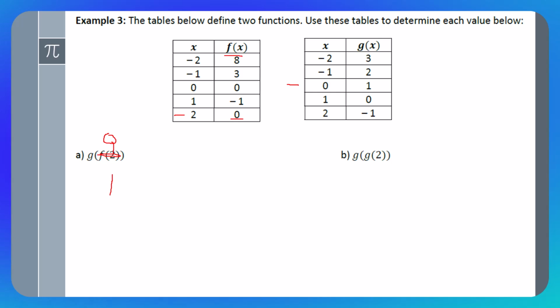Okay, for b, we're going to start on the inside, g of 2. So we're going to go to function g. We're going to input 2, and our output is -1. Okay, put -1 back into g. So we're going to go up here, put in -1, and our answer is 2.